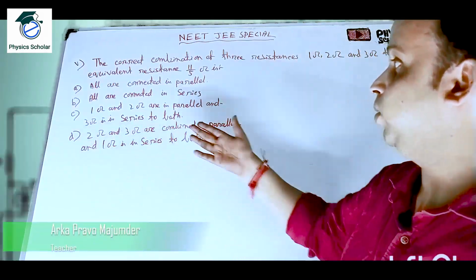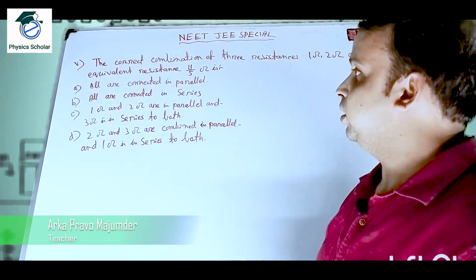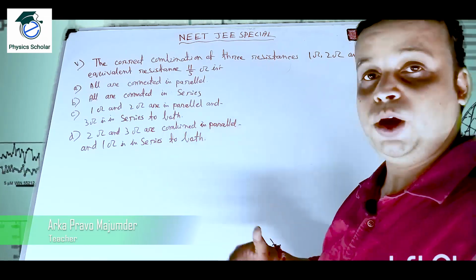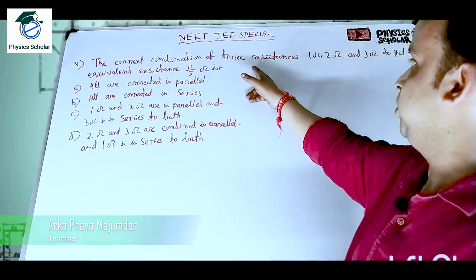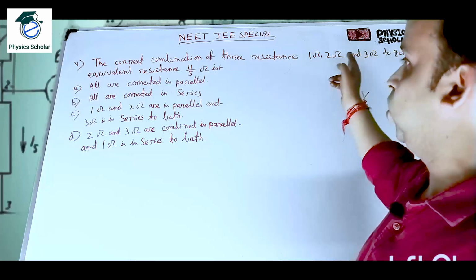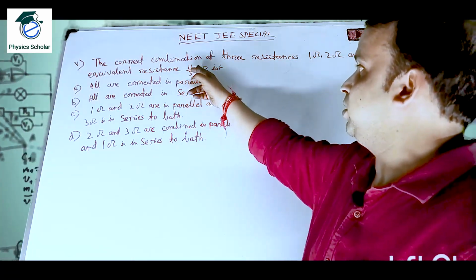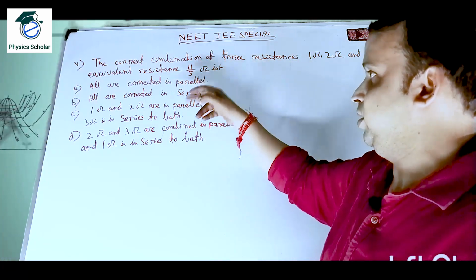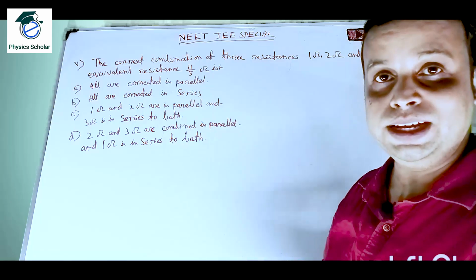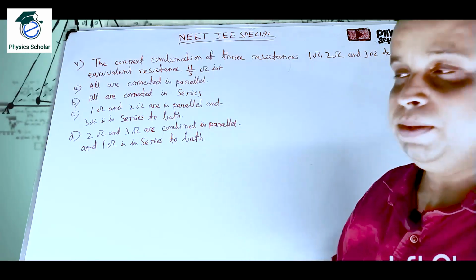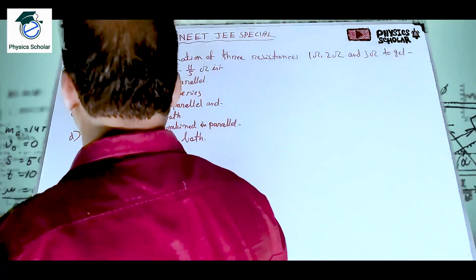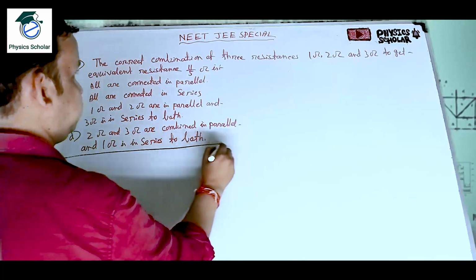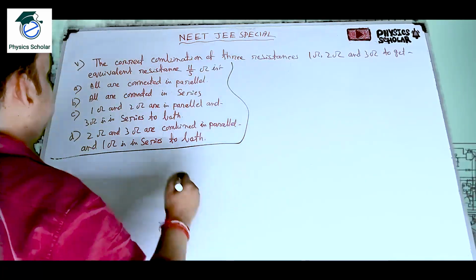Okay students, now let us move to question number 5 of today's episode. Clear? Which is the correct combination of 3 resistors, 1, 2 and 3 ohms, to get the equivalent resistance of 11 by 5 ohms? So 4 options are given. We have to check which option is correct. If this type of question comes in the examination, we have to check each option.